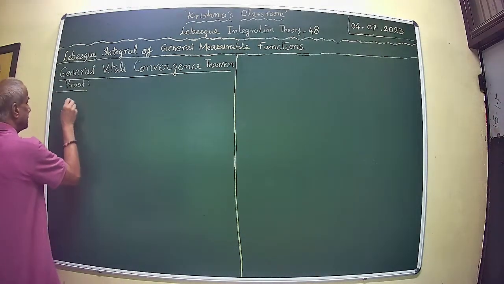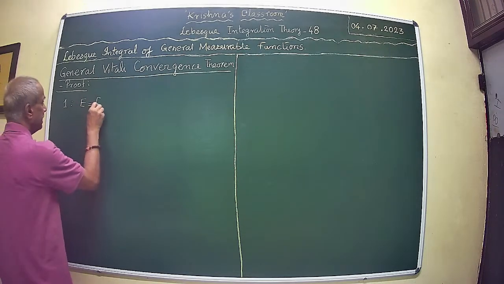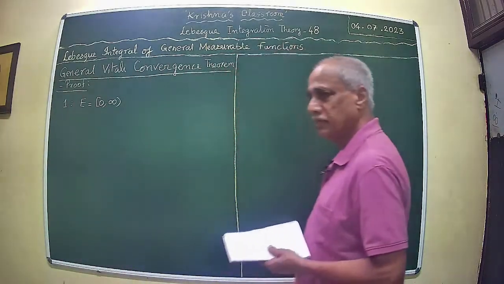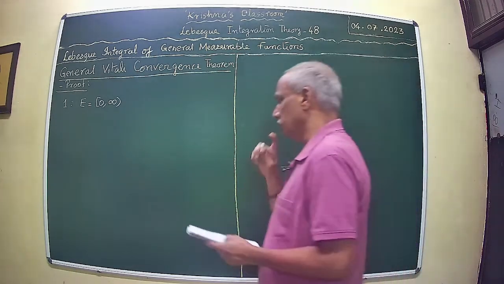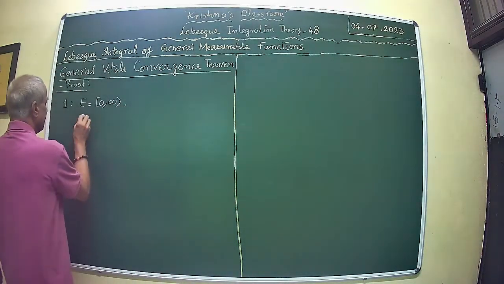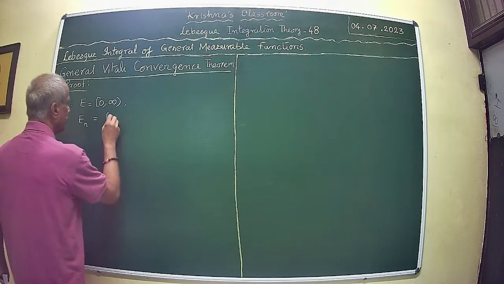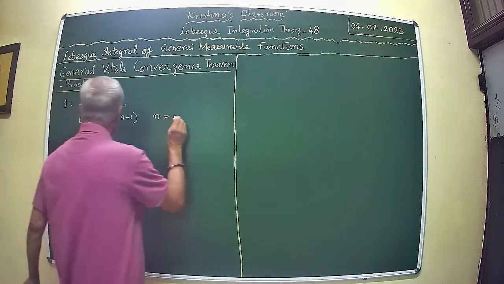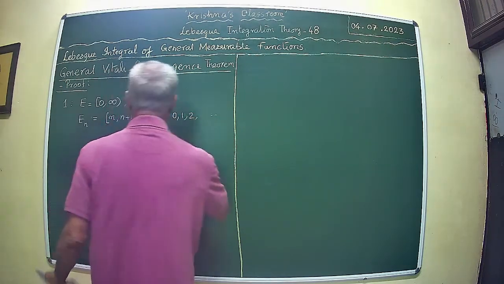The first one was: you have E equal to the unbounded interval 0 to infinity, which is not a set of finite measure. Then we had En defined as the subintervals n to n plus 1, etc.